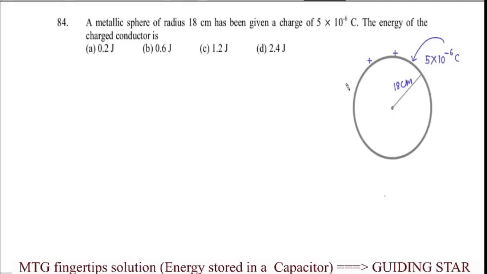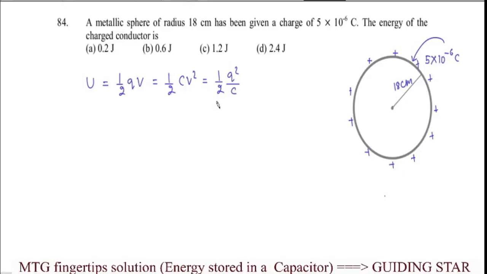So these positive charges will be distributed uniformly all over on the surface of the given metallic sphere. Clear? So if it is the case, then what will be the energy of the charged capacitor? We know that the formula for energy can be written as half Q into V, or we can use the formula half CV square, or it can be half Q square by C, or Q square by 2C. We can use any formula.